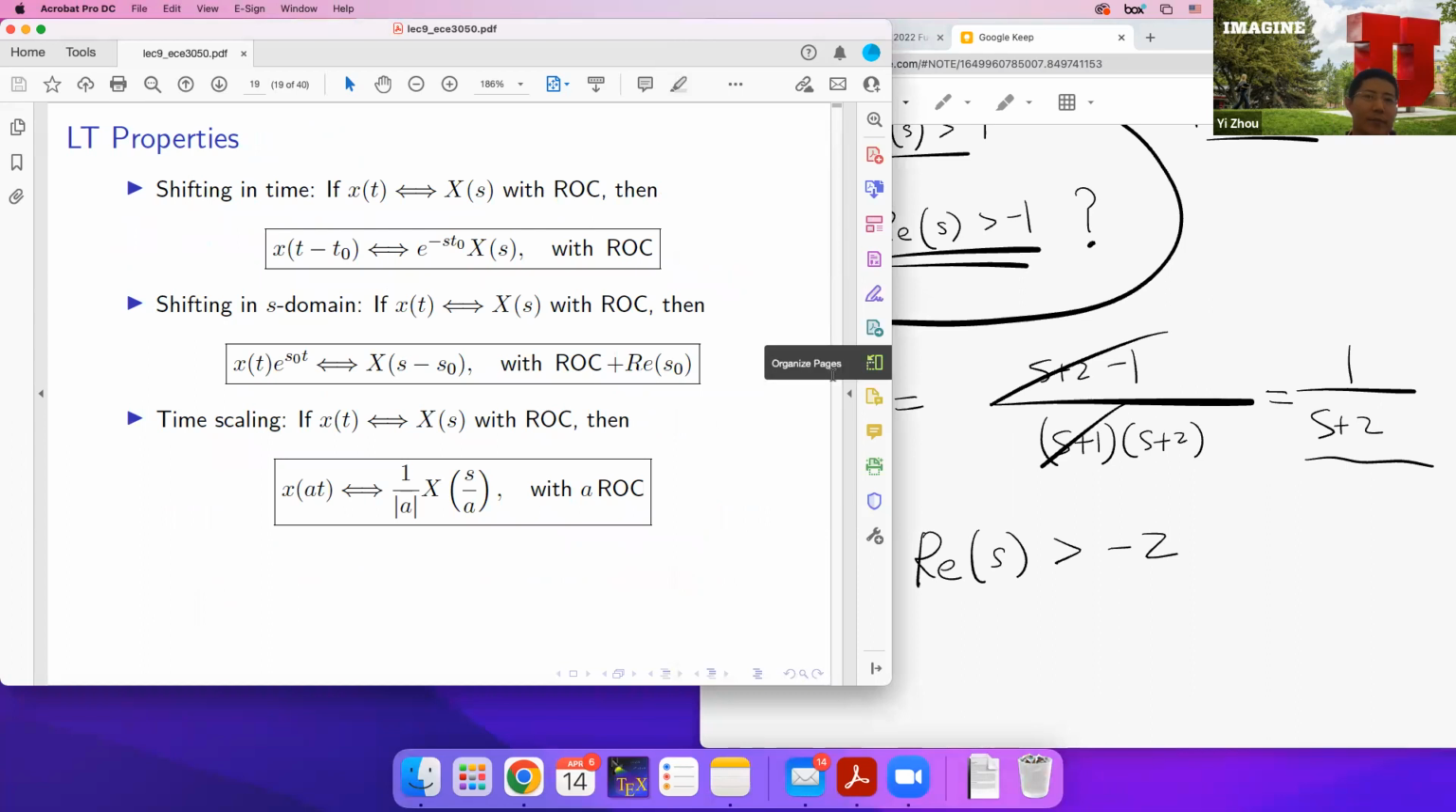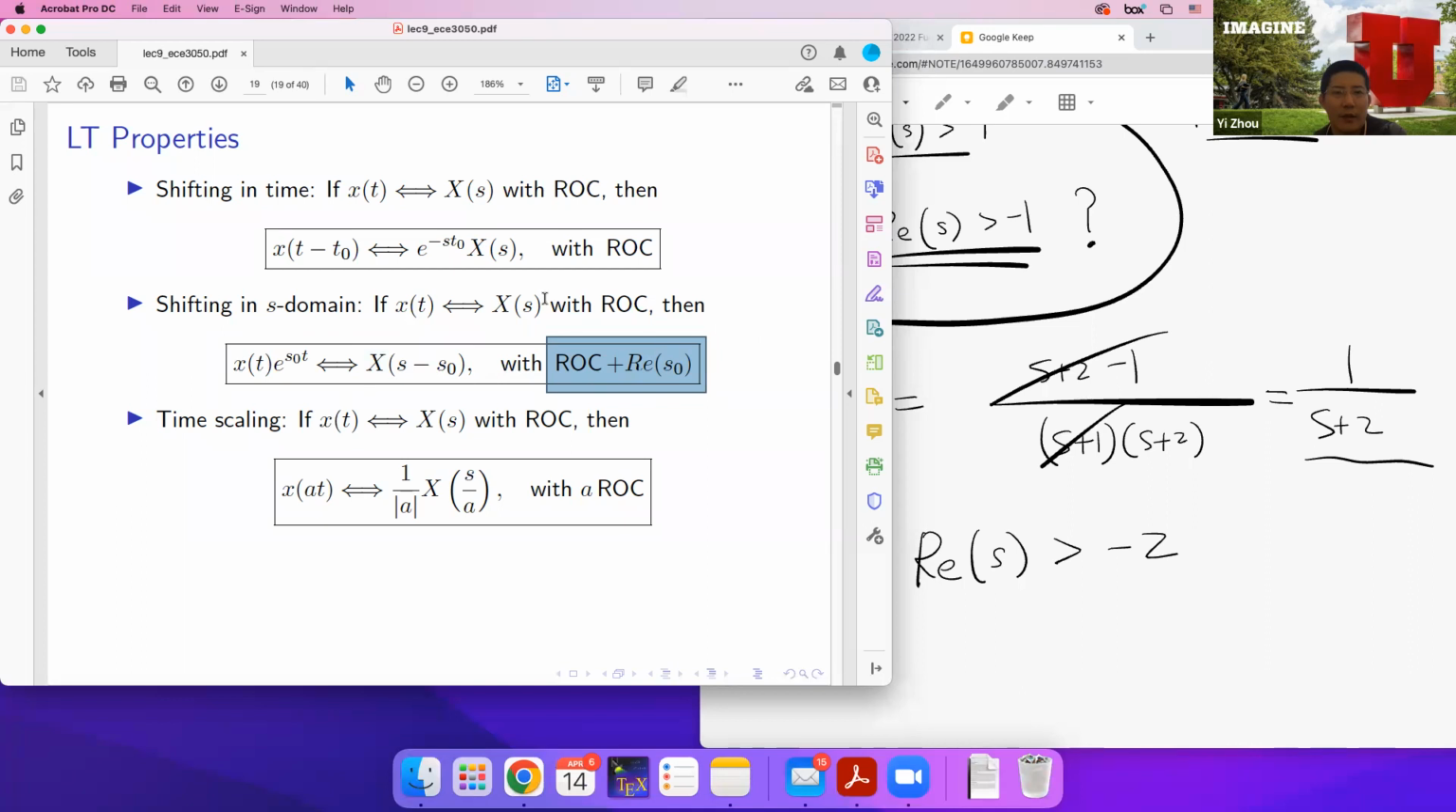We have this time shifting property. These are exactly the same as the properties in the Fourier transform. A time shift will lead to a phase shift in the s domain, and the ROC remains the same. And a modulation in time, x(t) times e to the power s0 t, will lead to a frequency shift in the s domain. And here the ROC will also be shifted.